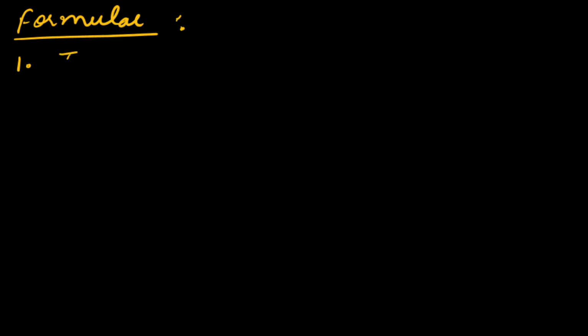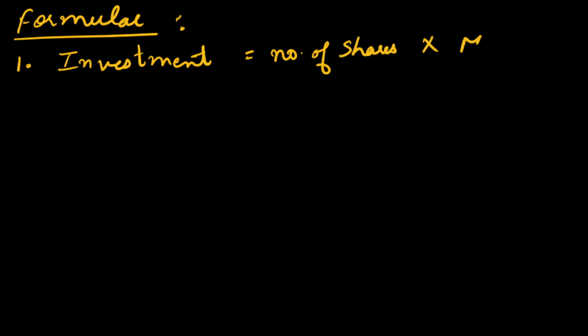The first formula is investment. Investment is equal to number of shares into market value. From this formula, if any two things are given to us, we can find the third one. For example, if investment is given to us, we'll make use of number of shares and market value. If we have to find investment, these two things should be given to us.